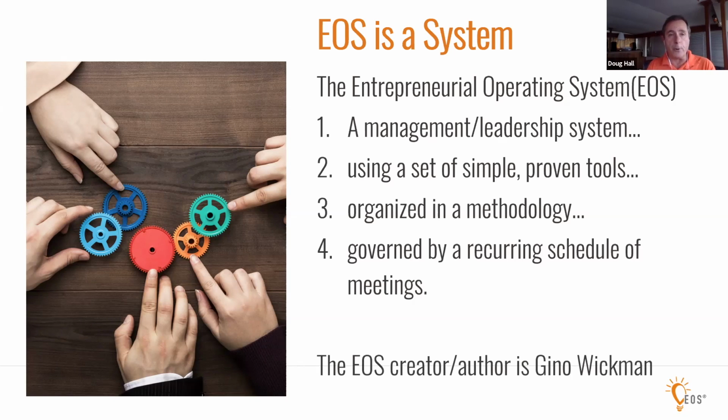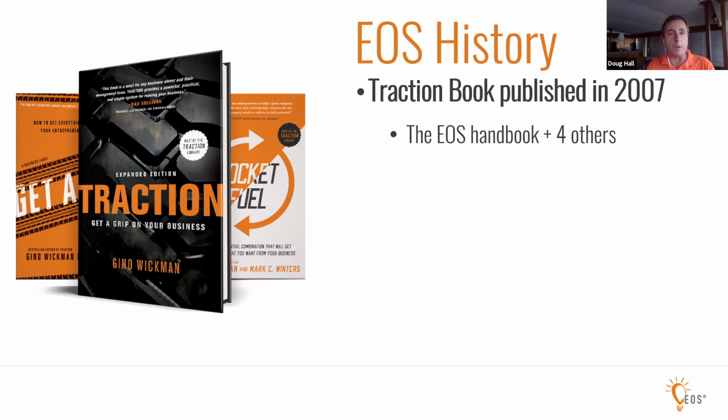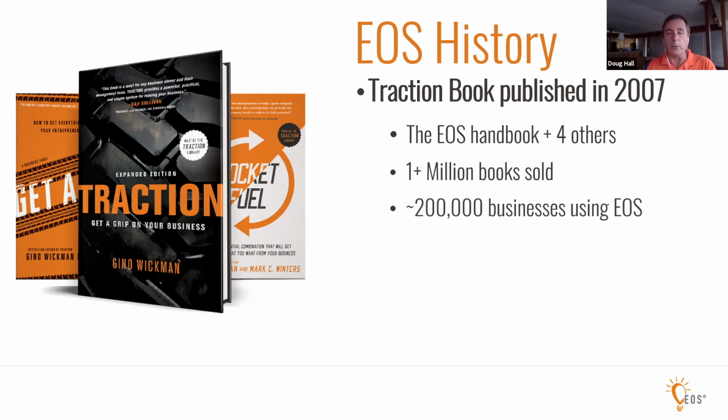The Entrepreneurial Operating System, or EOS, was created and authored by Gino Wickman. And the book Traction is the one that most people have heard of. The black and orange one was published in 2007. Then there's a couple other books flanking it here that are part of a group of five total books, Traction and four others, that are available and have sold over 1 million books since 2007. So this is a bit of a phenomenon. And you might hear a little testimonial a little later in the Q&A, from one of your members that's using it.